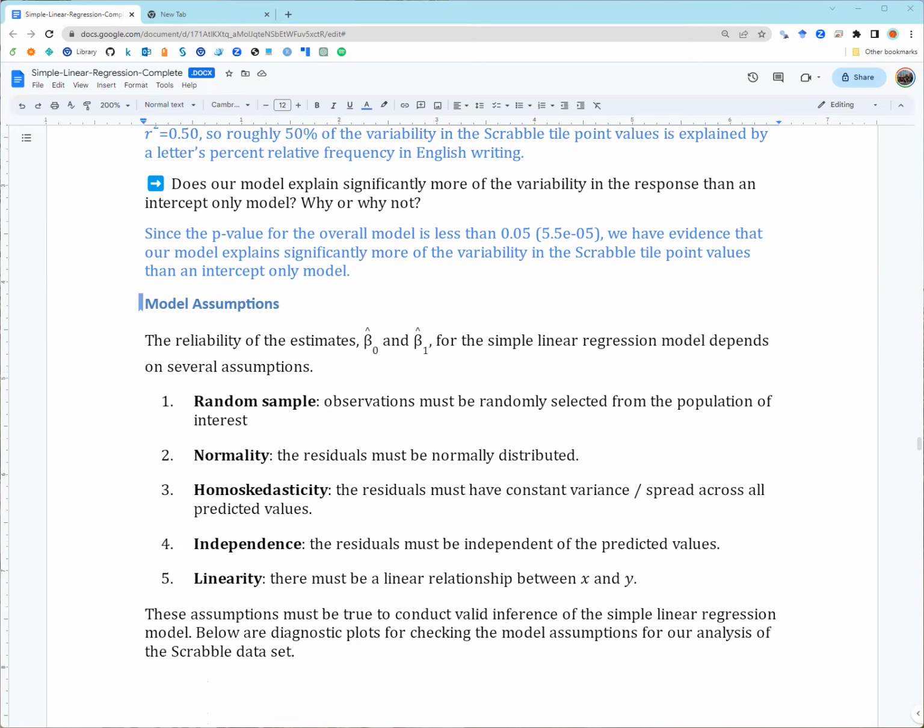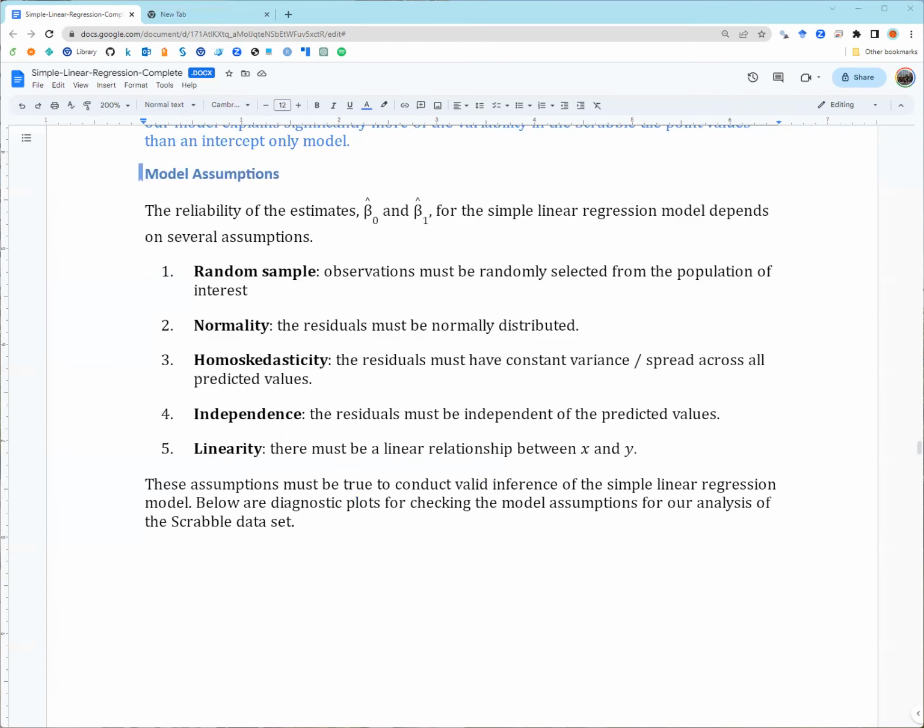All right, so next, let's talk about some necessary conditions or assumptions that need to be true to conduct predictive modeling with the model in an accurate, reliable way. So we need to have a random sample or a representative sample of data in order to use our predictive model to make predictions in our population of interest.